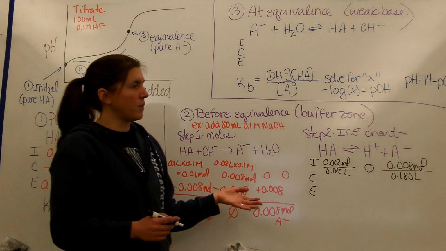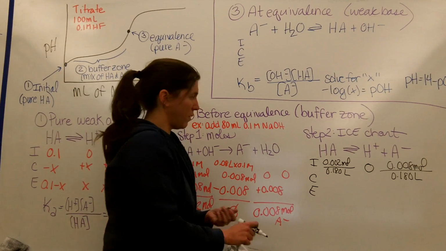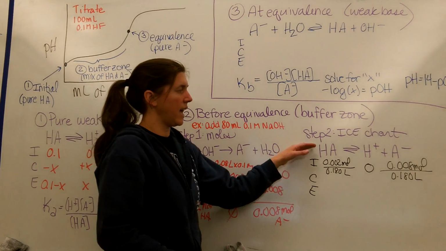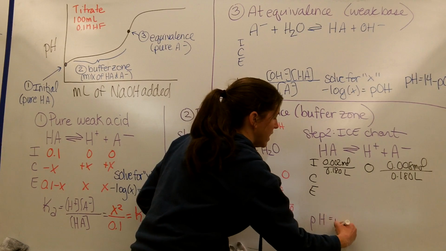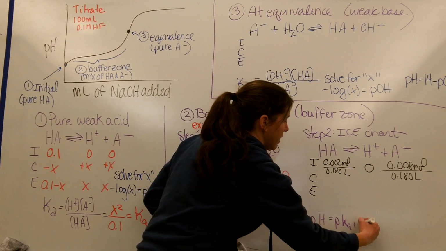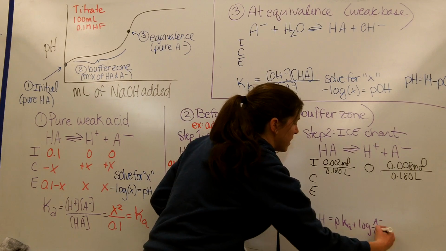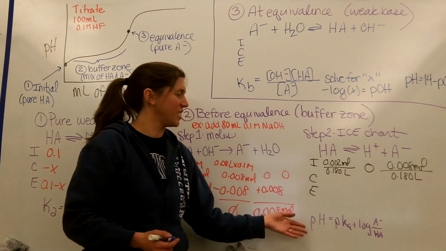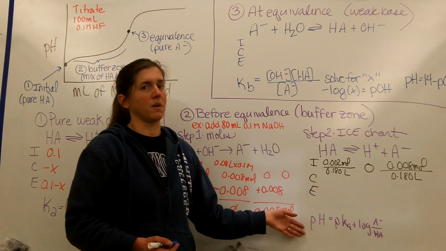We've also learned at this point this equation called the Henderson-Hasselbalch Equation, so feel free to use that as well whenever you have HA and A minus present. So that would be pH equals pKa plus log of A minus over HA. Hopefully I got those in the right order there. So look on your equation sheet. You could do either one of these methods for finding the pH at this point.